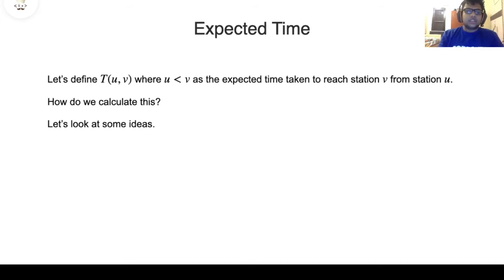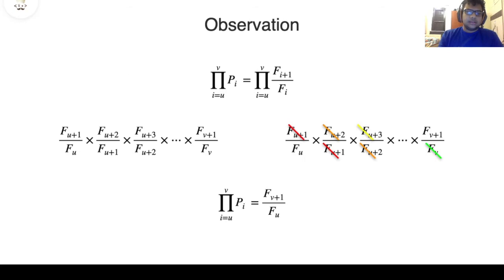Let's define a function t over two variables u and v, where u is less than v. What this function means is the expected time taken to reach station v from station u. So if we have this in a problem, it will get much easier. So how do we calculate this? Well, here are some ideas.